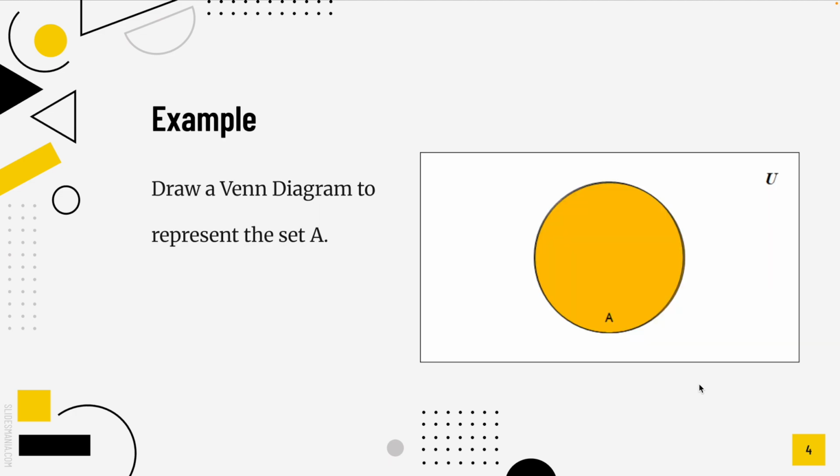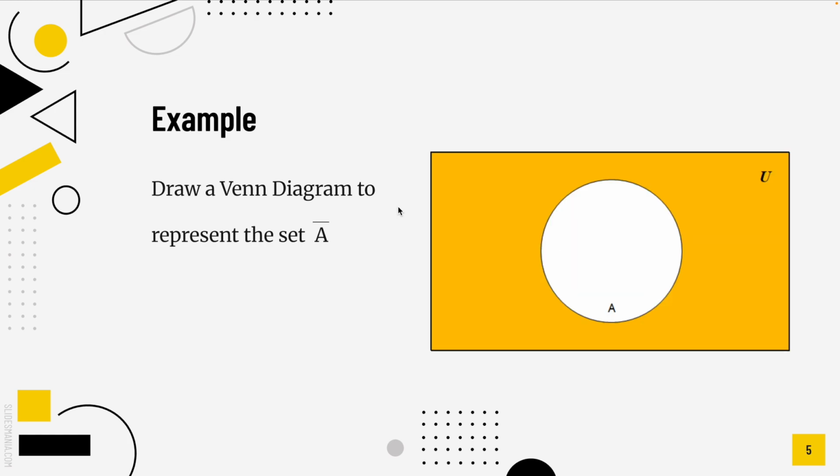So for example, if I said I wanted to draw a Venn diagram to represent the set of A, this is what it would look like. You notice I've shaded in the circle because everything that's in this circle would be in set A. I haven't shaded in the box because outside of that are things that are not in set A. If I want to draw not set A, A with the line over top, that means not A, I would shade the outside of that circle. Everything outside of that circle is the items that are not in set A.